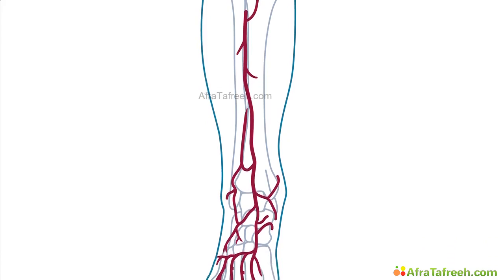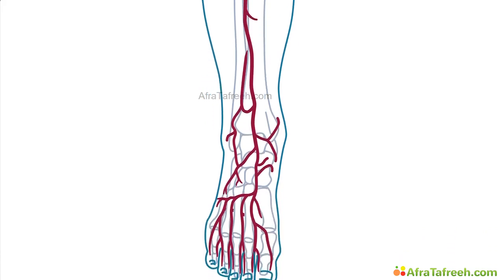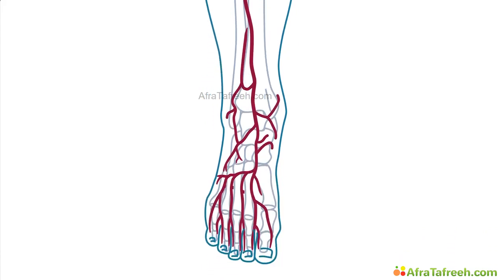It runs down the entire length of the leg and into the foot, where it becomes the dorsalis pedis artery, as seen in this diagram here. The dorsalis pedis artery passes over the dorsal aspect of the tarsal bones and then moves inferiorly towards the sole of the foot. It then anastomoses with the lateral plantar artery to form the deep plantar arch.